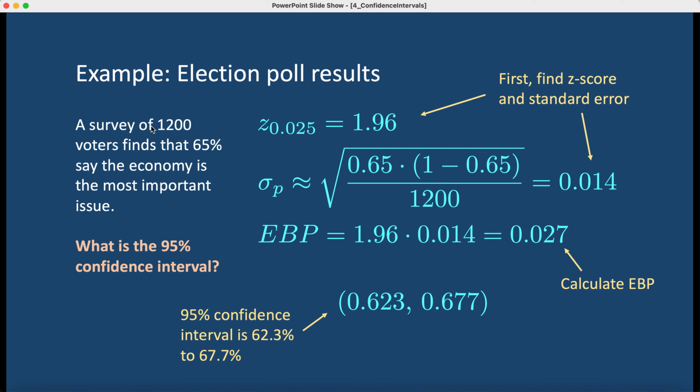Based on the sample of 1,200, our 95% confidence interval is 62.3% to 67.7%. So 95% of the samples we would expect to fall in this range. One way we would say this is that we are 95% confident that the true population value is somewhere in this interval.